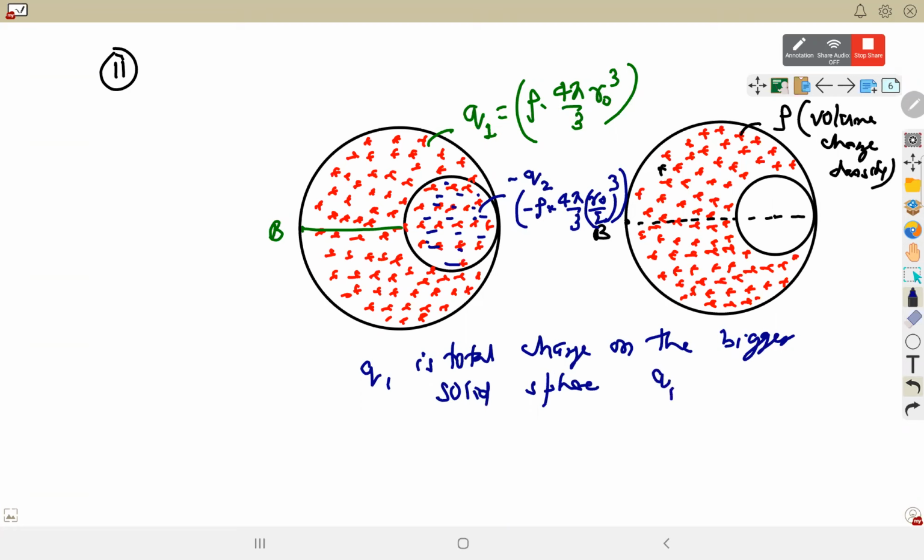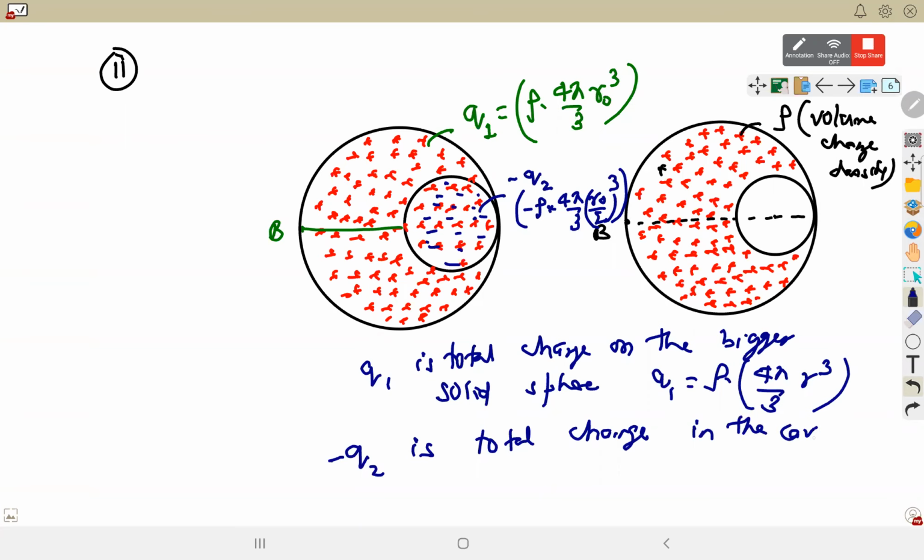बड़े वाले पे जो charge आएगा, that is charge density into its volume, and volume is 4 pi by 3. Q2, minus Q2 is total charge in the cavity. दोनों की charge density same है. Total charge in the cavity, and so that becomes magnitude wise rho into 4 pi by 3 R naught by 2 whole cube, which will become rho into 4 pi R naught cube divided by 24.